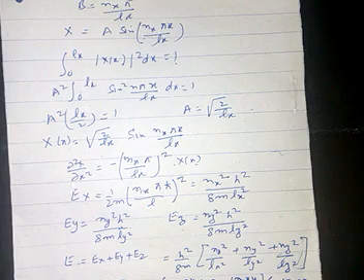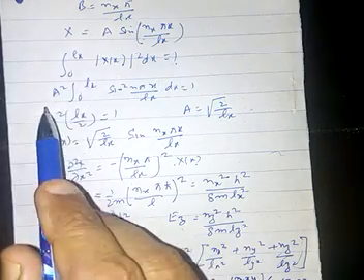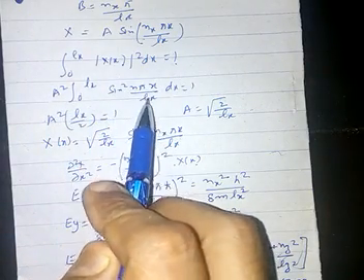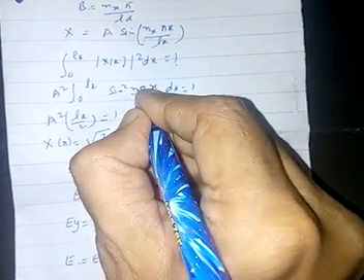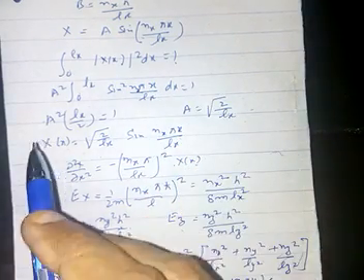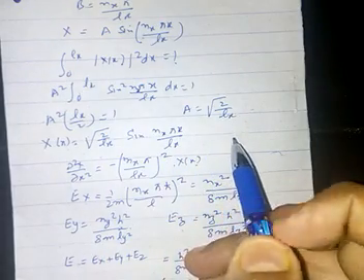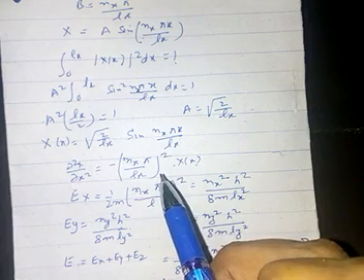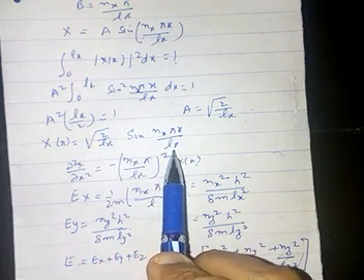Then using the normalization condition, integral from 0 to Lx of X² dx is equal to 1, we can say that A² times the integral from 0 to Lx of sin²(nx π x/Lx) dx is equal to 1. Therefore, A² times Lx/2 is equal to 1, or A is equal to √(2/Lx). So X will become √(2/Lx) sin(nx π x/Lx).